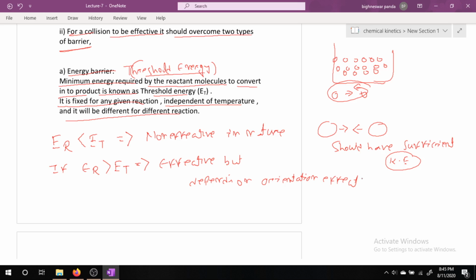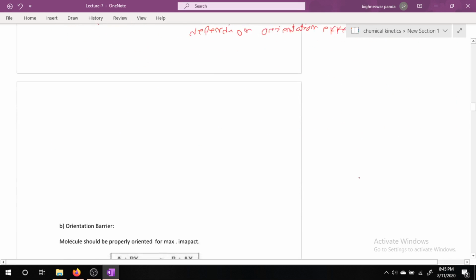And what is threshold energy? Threshold energy is the minimum amount of energy that should be possessed by the reactant molecule in order to convert into product. So if ER is less than ET, that is a non-effective collision. If the energy of the reactant is greater than ET, that is an effective collision, but it depends upon the orientation barrier, because for the binary collision to be effective, it should overcome two types of barrier, energy barrier and orientation barrier. We have discussed the energy barrier, then come to the next part, the orientation barrier.